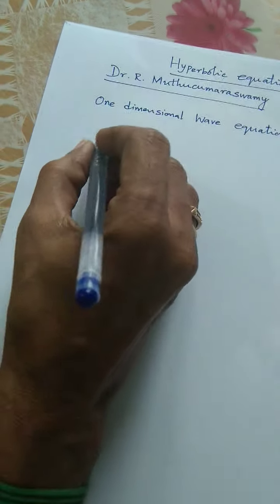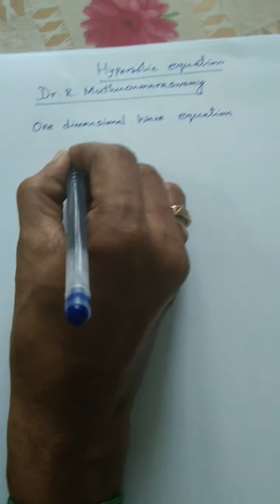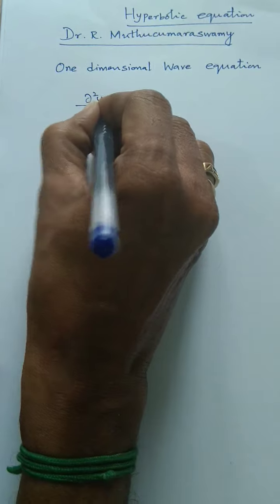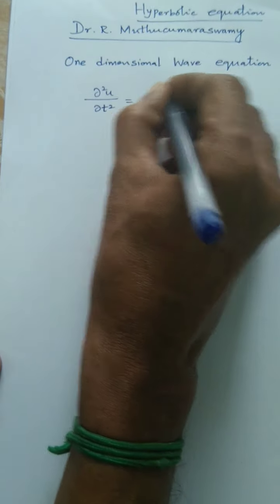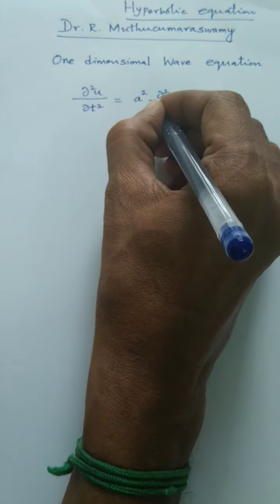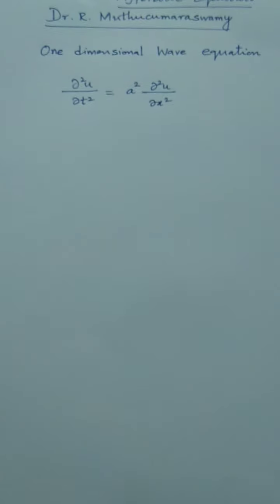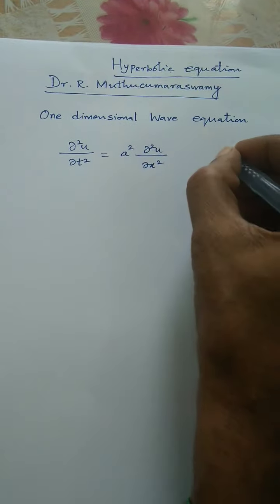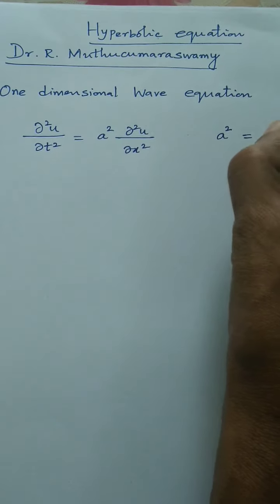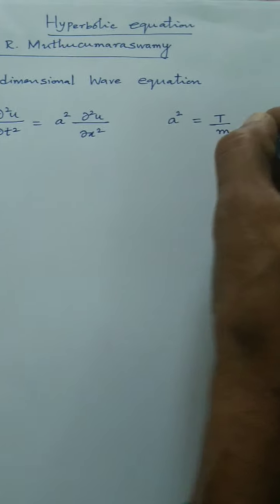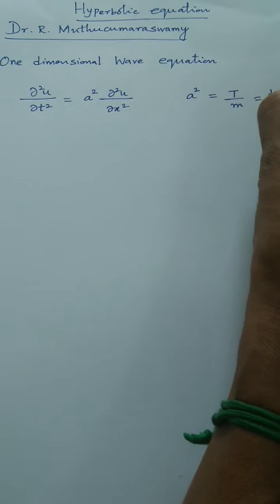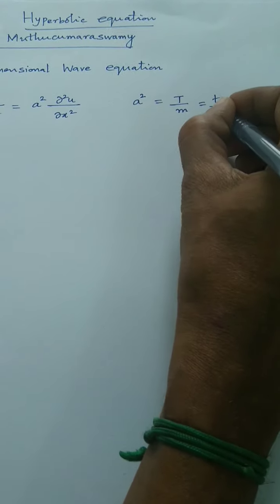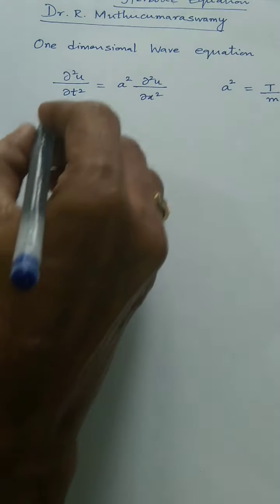So the general form of the one-dimensional wave equation is ∂²u/∂t² = a² ∂²u/∂x². So this is the one-dimensional wave equation. Here the constant a² is T by m, that is tension by mass. So it's a physical quantity, a constant. Now this classification of the PDE we are going to analyze.